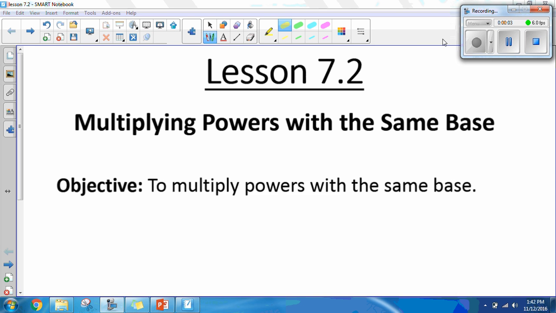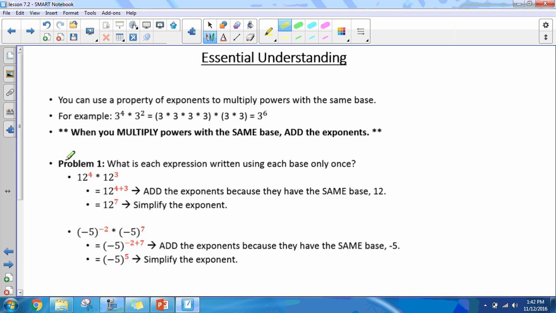This is lesson 7.2, multiplying powers with the same base. You can use a property of exponents to multiply powers with the same base. For example, 3 to the fourth power times 3 to the second power equals 3 times 3 times 3 times 3, which replaces 3 to the fourth power, and 3 times 3, which replaces 3 to the second power. We can simplify this by saying that equals 3 to the sixth power. When you multiply powers with the same base, all you have to do is add the exponents.